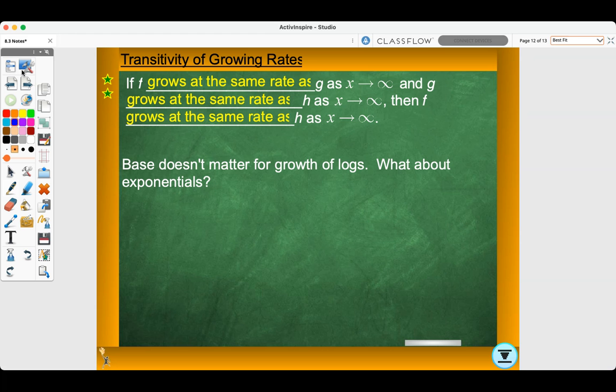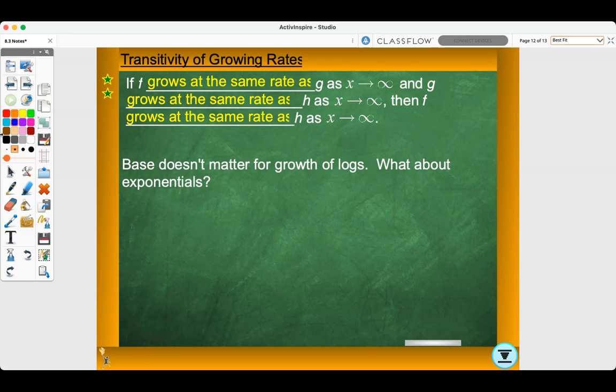Transitivity of growth rates. If f grows at the same rate as g as x approaches infinity, and g grows at the same rate as h as x approaches infinity, then f grows at the same rate as h as x approaches infinity. Base doesn't matter for the growth of logs.